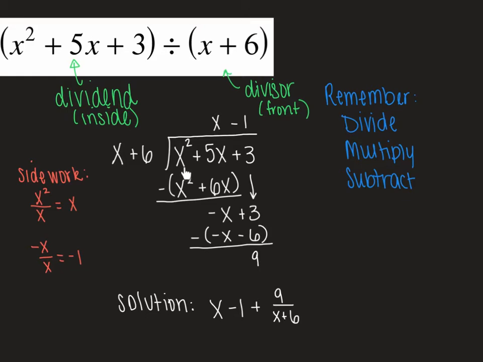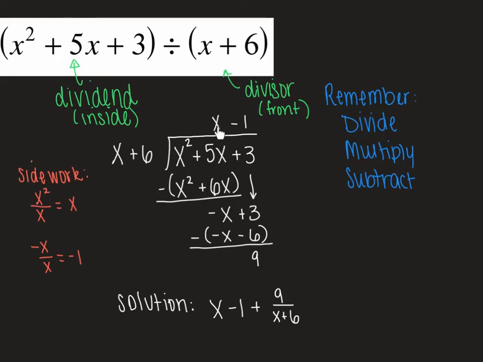You can see here that we have our dividend on the inside, x squared plus 5x plus 3, and we have our divisor on the outside in the front. So our first step, remember, is to divide. We divide our first terms, x squared and x. When I divide that, I get x, and I put that on top, making sure it's in my x column.